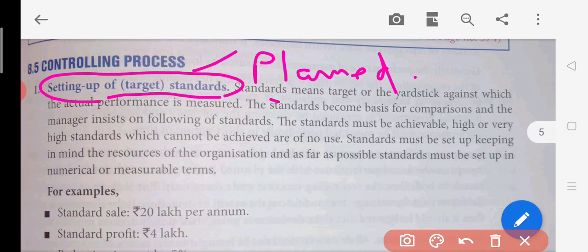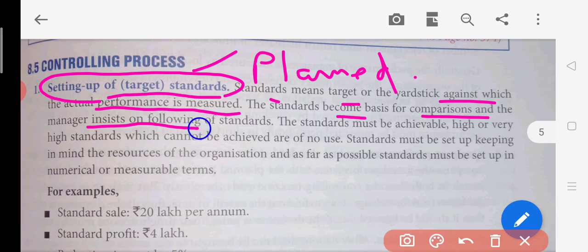So this is a standard which has been set as a target or yardstick against which the actual performance is measured. The standard becomes the basis of comparison, and the manager insists on following the standard. According to the standard only you are going to do production and all the other kinds of activities. The standard must be achievable first of all, meaning it should be in the range of the company. Like if you want to manufacture 1,000 cars a year, then your production capacity should be such that you are able to produce that much, so it should be achievable.